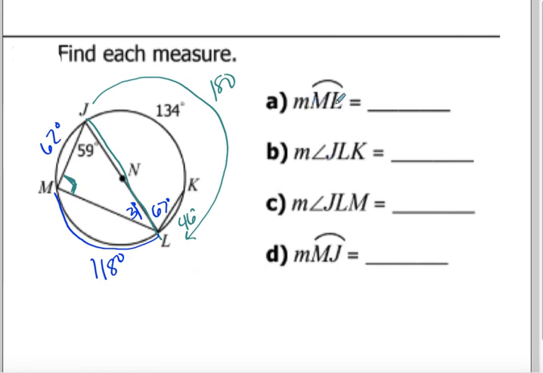So arc ML is this 118 here. Angle JLK, J to L to K, 67. J to L to M, 31. And arc MJ, 62. So that's how we would use inscribed angles.